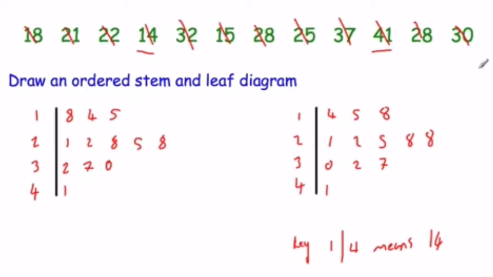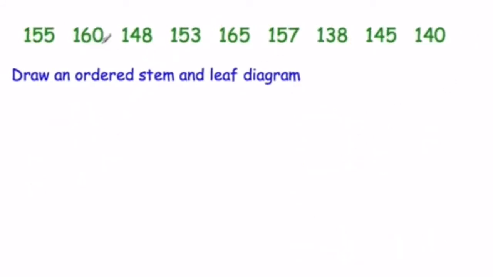Right, so let's have a look at another one. This time I've chosen larger numbers. I've chosen numbers in the hundreds. And what we're going to do is we're going to do a stem like so, and we're going to do our unordered stem and leaf diagram for this, and then our ordered one afterwards over here.